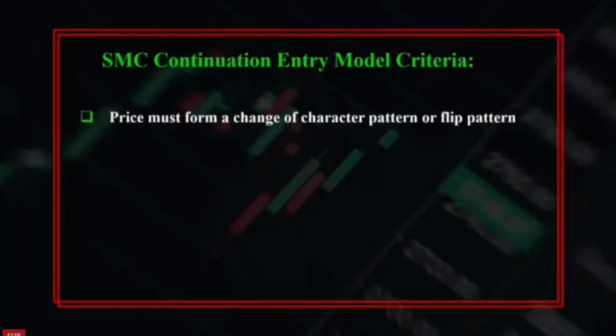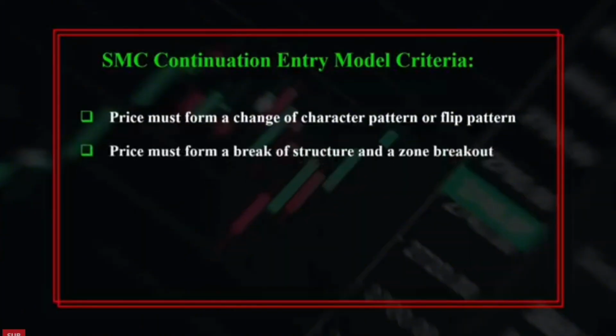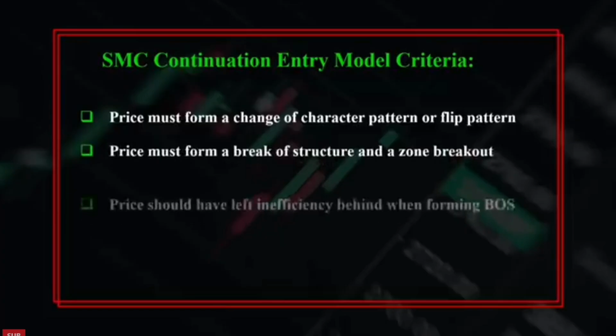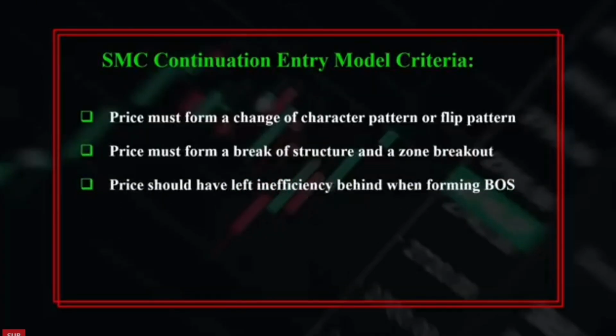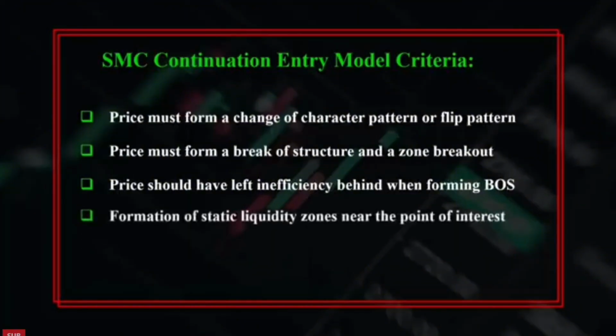To execute a trade based on the SMC continuation entry model, there are 4 essential criteria to consider. The first rule requires the price to form a change of character pattern or flip pattern after reaching the higher time frame supply or demand zone. Subsequently, we must patiently await a break of structure and a zone breakout in the price movement. The third rule emphasizes that the price should have left inefficiency behind when forming a break of structure. The last and most crucial rule is the presence of static liquidity zones near our identified point of interest. In summary, to have an opportunity to execute continuation trades, it's essential that all of these rules and criteria are met, and there are no exceptions.